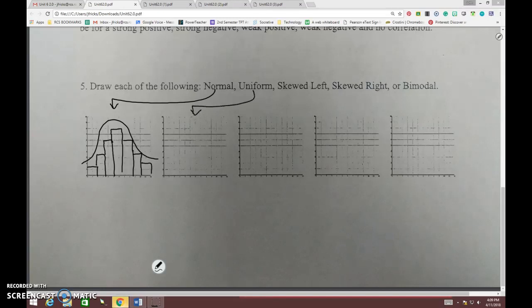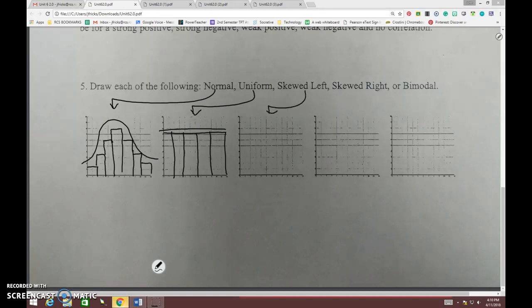Uniform is whenever the data goes straight across. That's whenever your histogram or dot plot has data points that are fairly straight all the way across. So when you look at the line, it's going to fall straight across.